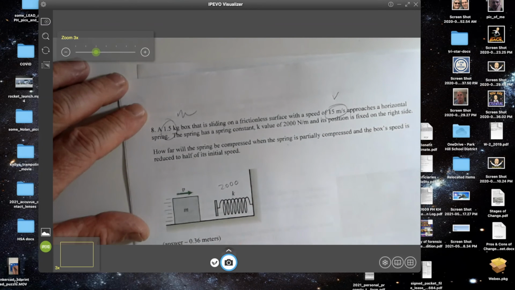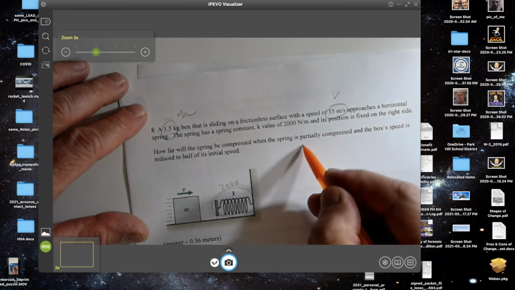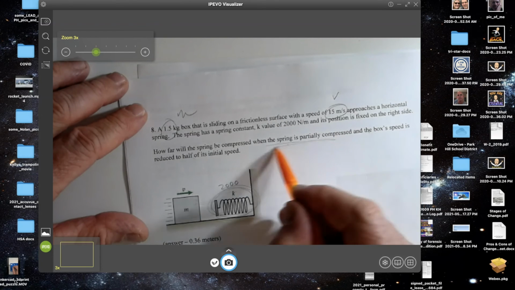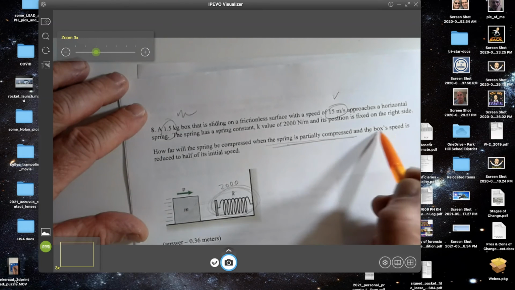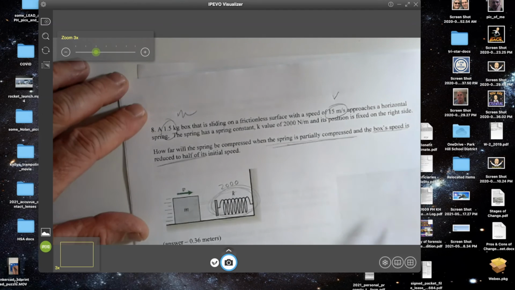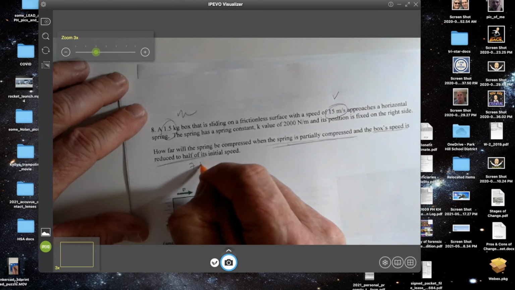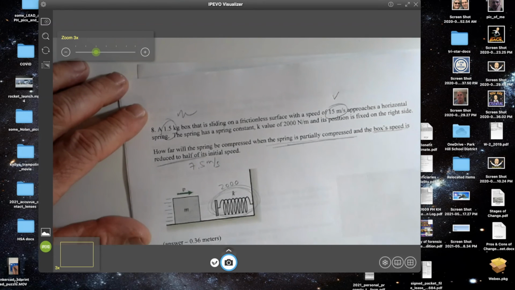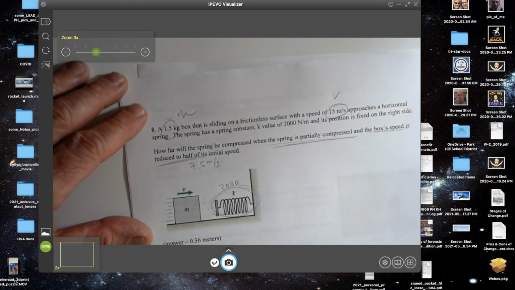Okay, so this is the unstretched spring, and as this box plows into that spring, the spring will eventually, if possible, stop it. But we don't want that position. We want the position when the spring is partially compressed and the box speed is reduced to half. So that would be 7.5 meters per second for the velocity. So that's going to be in the middle here, some intermediate placement.